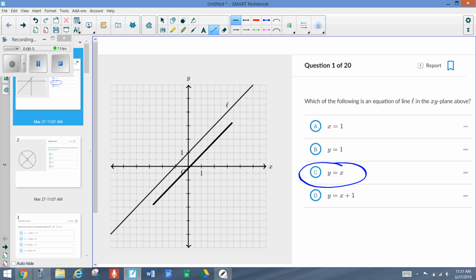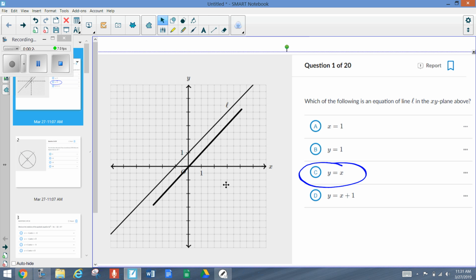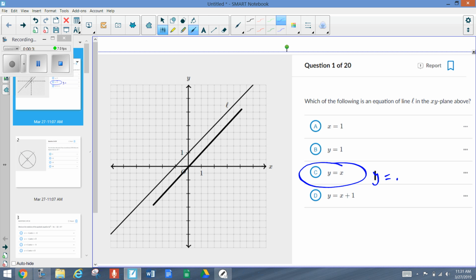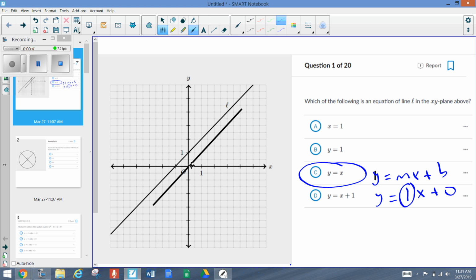We call this one y is equal to x because it goes one by one, slope is 1, right? Let me change this one. Let's get blue color. Y is equal to mx plus b. So ours is y is equal to x. M is 1 and b is 0. So that means slope is 1. It goes 1 by 1.